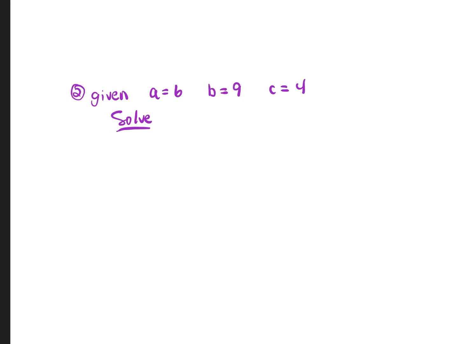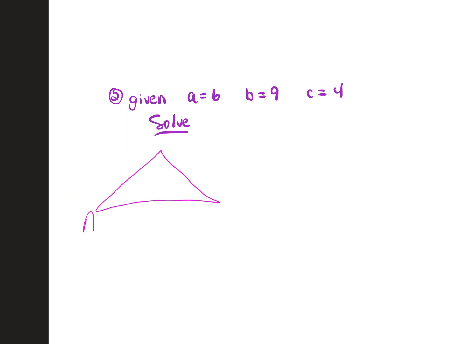I don't see a picture. What should I do? You should draw it. Take your time, draw your picture. Doesn't matter where you put A, B, and C. Just make sure the sides are across from the angle. So A is here, B is here, and C is here. Now, what do we need to find first, guys?